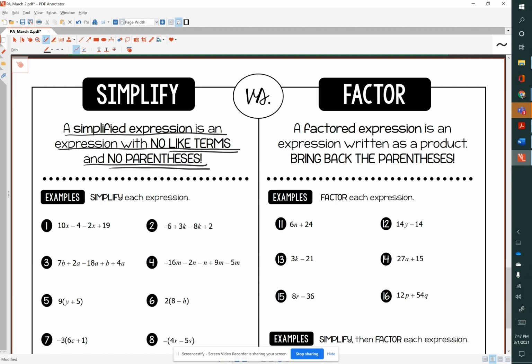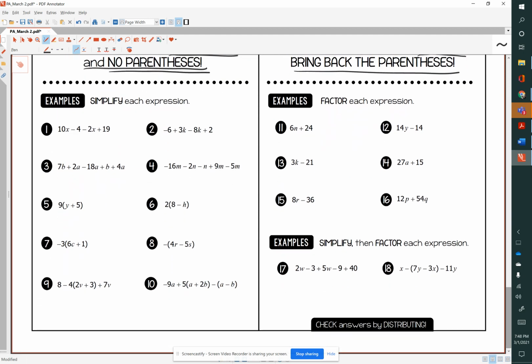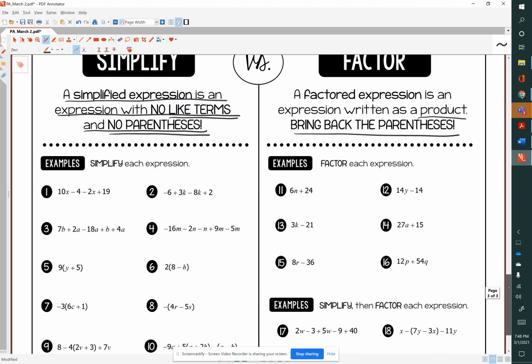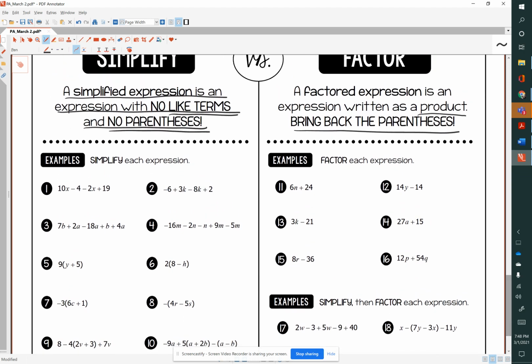A factored expression is an expression that is written as a product. And when we write it as a product, we can bring back the parentheses. We can check by distributing to see if it's correct. So I want to make note of that right here. You can always check the answers on a factored expression by distributing, and then if you get back to the original expression, you know your answer is correct.